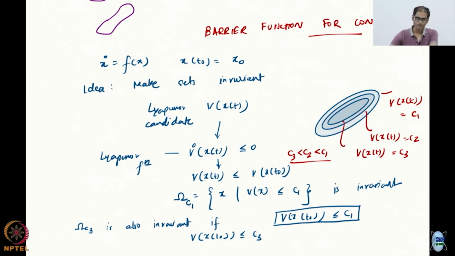Okay, so we want to look at constructions which will allow us to make one set forward invariant, but everything inside is not necessarily forward invariant. Okay, so that is what we are looking to do with barrier functions.